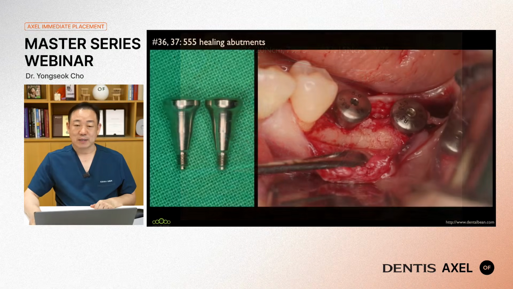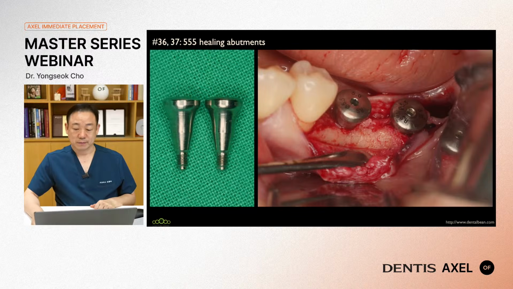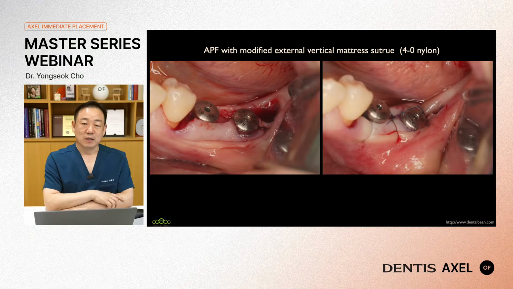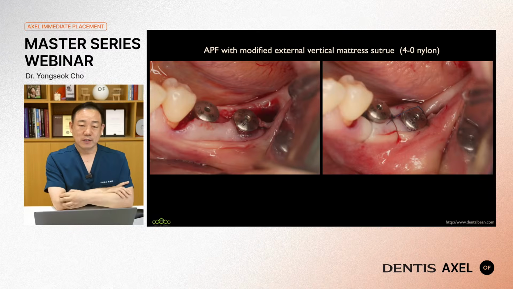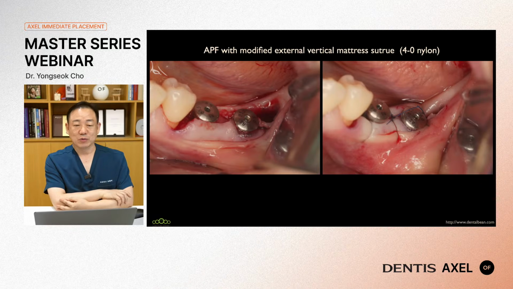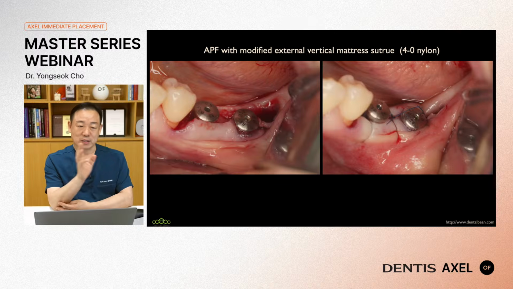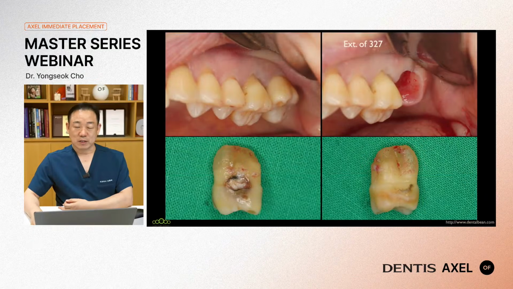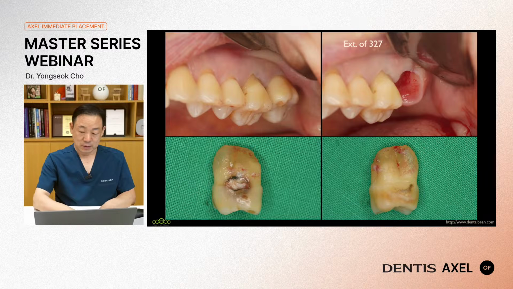Here I connected a healing abutment, and again I tried an apically positioned suture. These days, I don't do simple interrupted suture at the mandibular molar site. I always try apically positioned suture to increase the buccal attached gingival zone. And I extracted number 27.